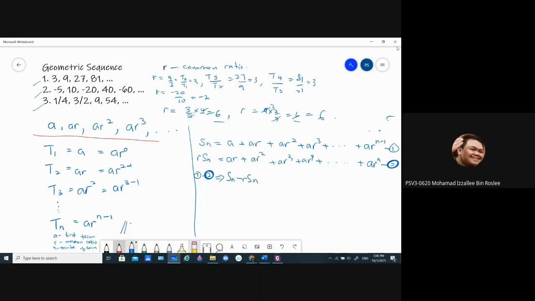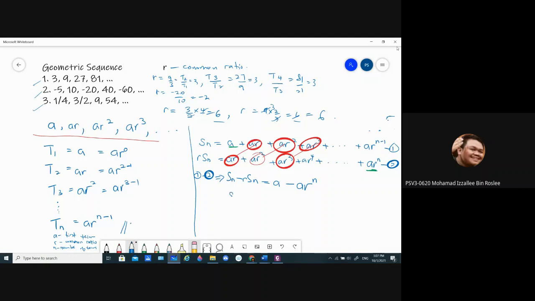So these two go off, right? This and this minus off, this and this minus off, this and this minus off, right? So what is left? We have left here A minus ARn. Okay? So when we cancel everything, we only have this one, A, and we have this left. Everything else is minus off already. Okay, so we have this.